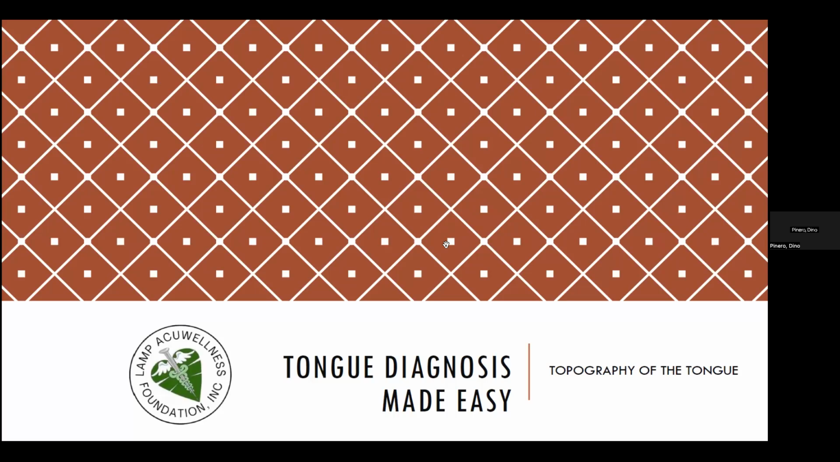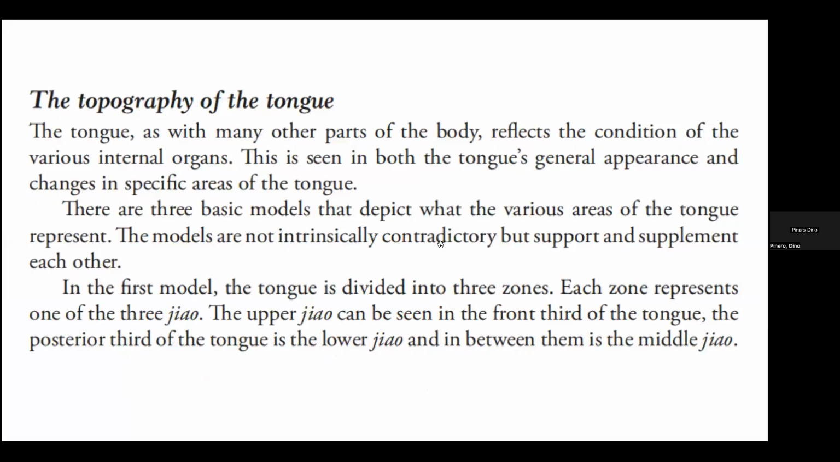Continue tayo sa tongue diagnosis, topographic of the tongue. So the tongue, with many other parts of the body, reflects the condition of the various internal organs. This is seen in both the tongue's general appearance and changes in specific areas of the tongue. There are three basic models that depict what the various areas of the tongue represent. The models are not intrinsically contradictory, but support and supplement each other.